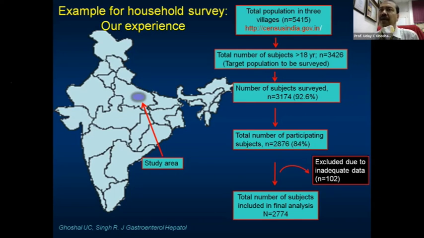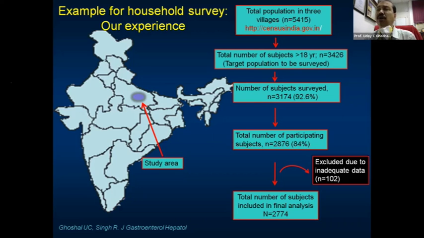Now, the total number participating. This is the number of subjects whom we wanted to survey. We went to survey 3,174 and got 2,876 participating. We excluded 102 of these because of inadequate data, and we got 2,774 participants in the final analysis.